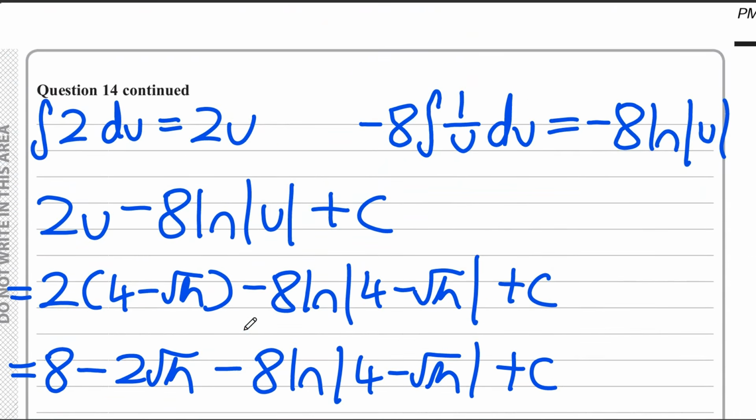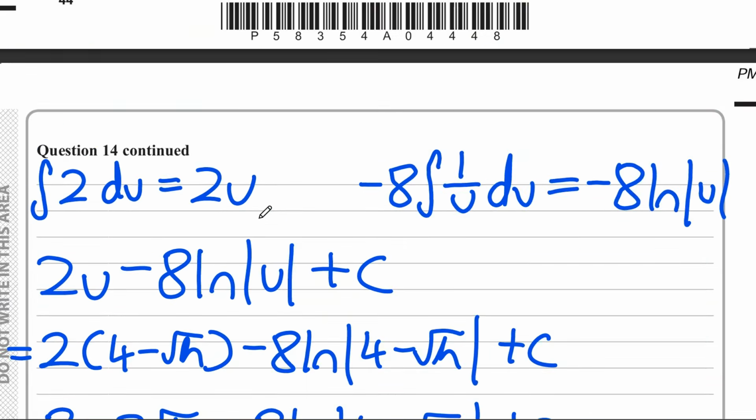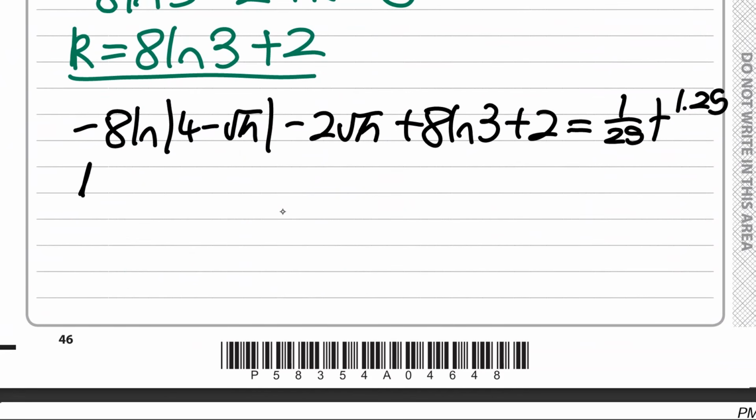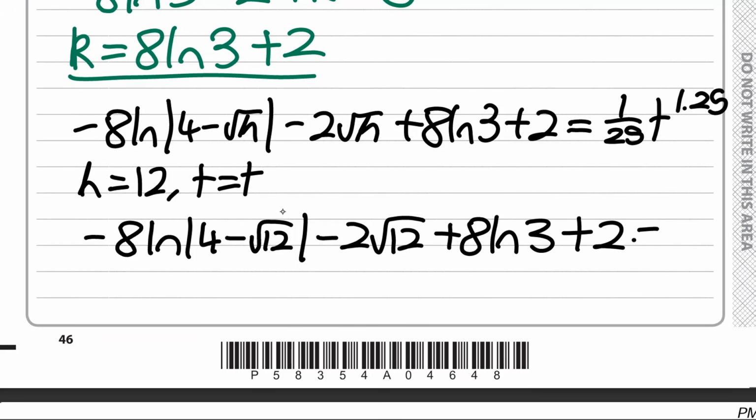Now for the question, we need to calculate the time this tree would take to reach a height of 12 meters. So here h is equal to 12, and we need to find the value of t. If we sub this in, it's going to be minus 8 and then the natural log of the modulus of 4 minus root 12, minus 2 root 12, plus 8 natural log of 3 plus 2, and this is equal to 1 over 25 t to the power of 1.25, and we need to find t here.